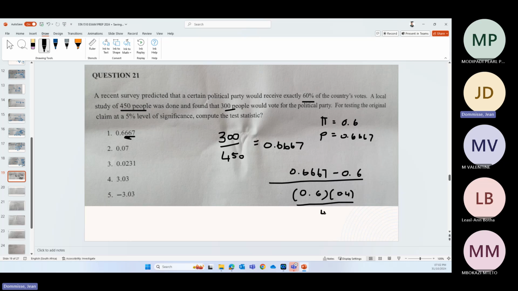I wonder now if I'm doing this the right way around. 0.6 times 0.4 divided by 450, square root. Okay, am I doing it the right way around? That now is my worry.